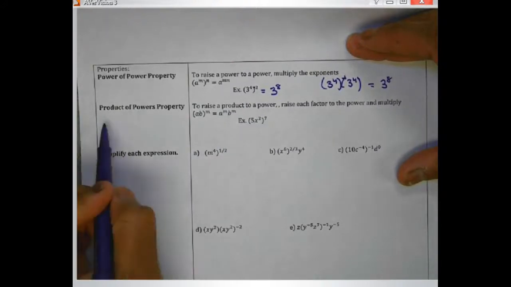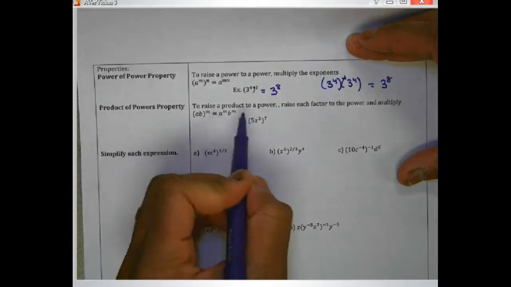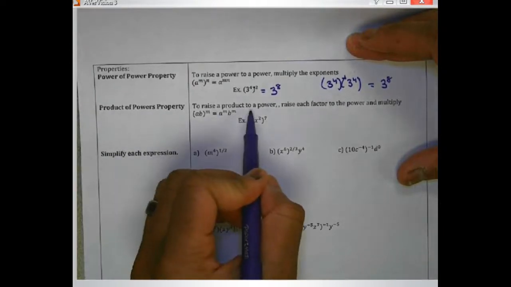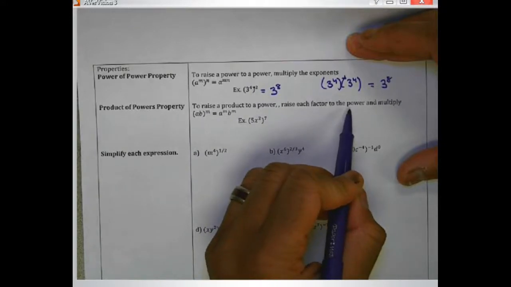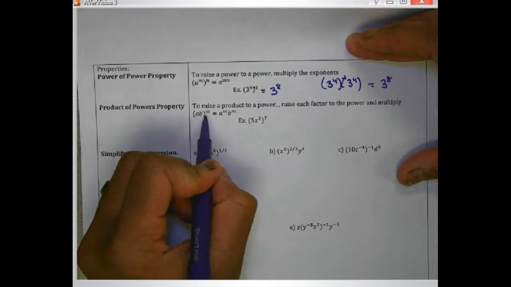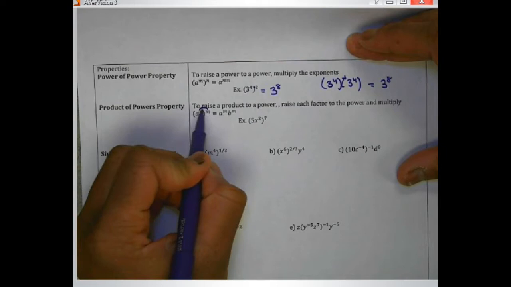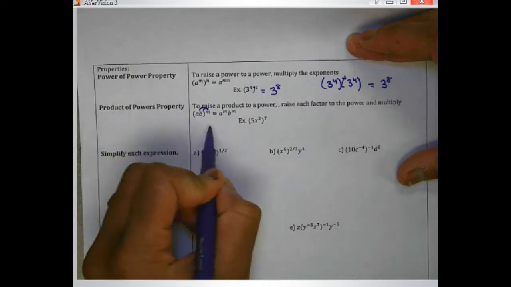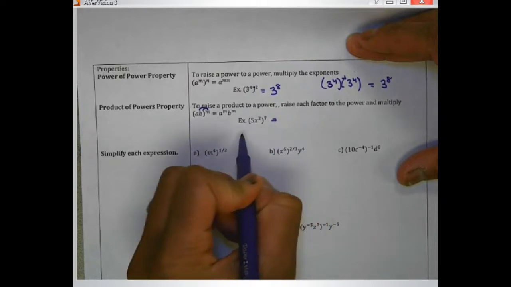All right. The other property is the product of powers property. And it states to raise a product to a power, raise each factor to the power and multiply. So if I have AB to the M, that's A to the M and B to the M. What you're doing here is basically just distributing the exponent to each term, or each factor.